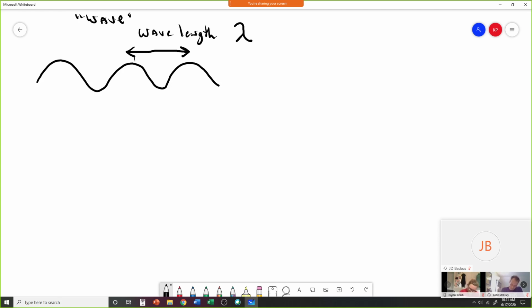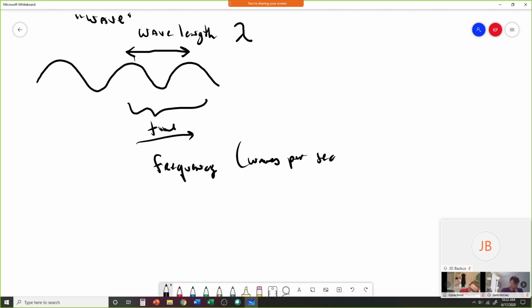Now the time as it goes by from wave top to wave top, how many wavelengths go by per second. This is called the frequency. How many waves per second? Okay, and it has its own symbol as well, and it's a funny looking v. It looks kind of like that. All right, and you may see it drawn slightly different.